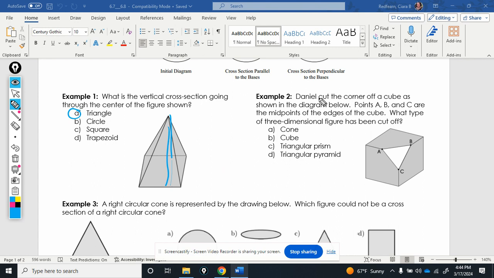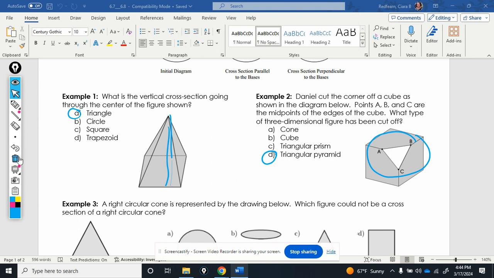Okay. Example two, it says Daniel cut the corner off a cube as shown in the diagram below. Points A, B, and C are the midpoints of the edges of the cube. What type of three-dimensional figure has been cut off? So we're looking at this section here. We know it has three sides. Only one figure has three sides, and it's a triangular figure. So is it going to be C or D? If you chose D, you are correct.